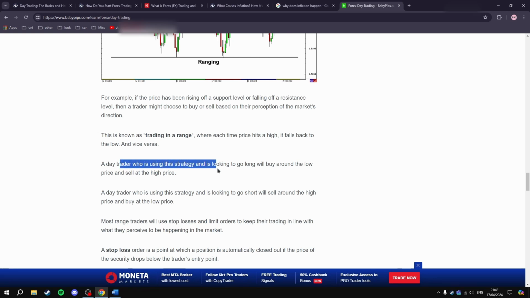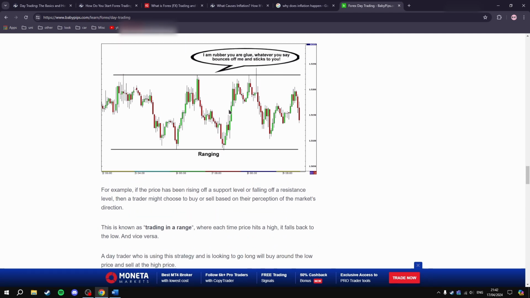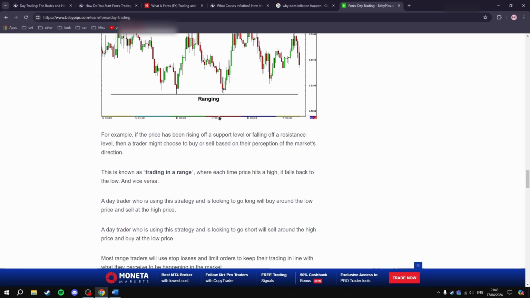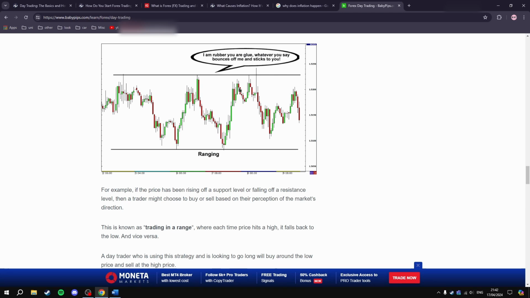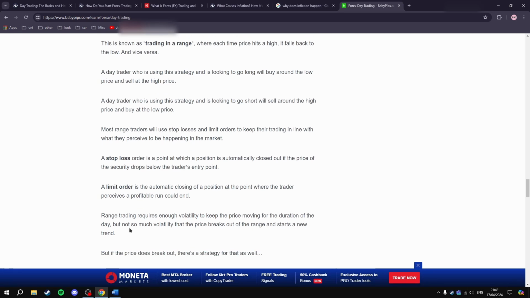A day trader who's using this strategy and is looking to go long will buy around the low price, so you buy around here, and sell at the high price, so then you would sell around here. Traders using this strategy looking to go short will sell around the high price, so you sell around here and then you buy around here.